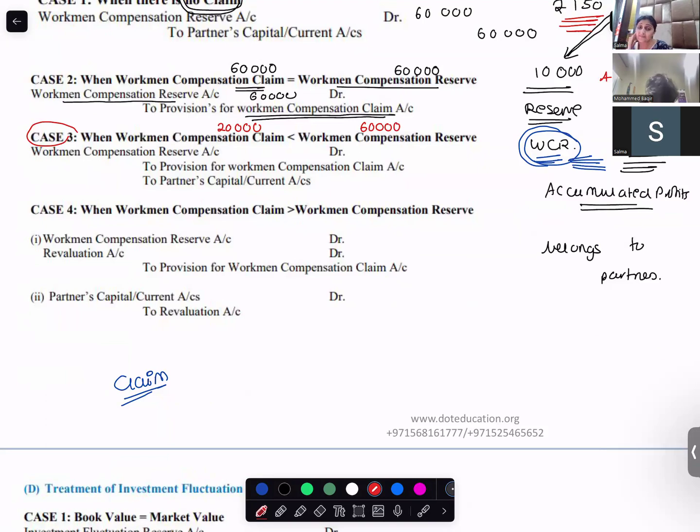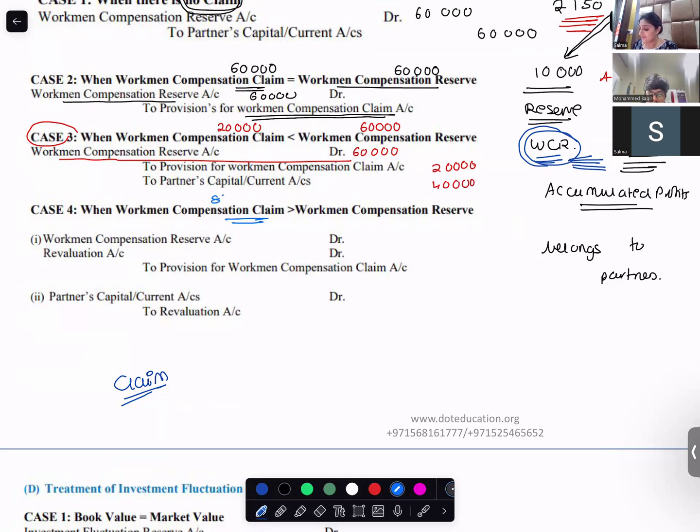40,000. So the journal entry would be: workmen compensation reserve debit, how much? 60,000. Workmen compensation claim credit, how much? 20,000. And partners' capital account, how much? 40,000. Are you with me? Yes, ma'am. Let's go to the next scenario.